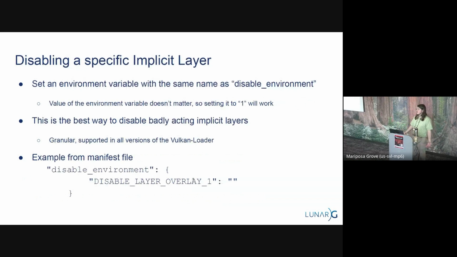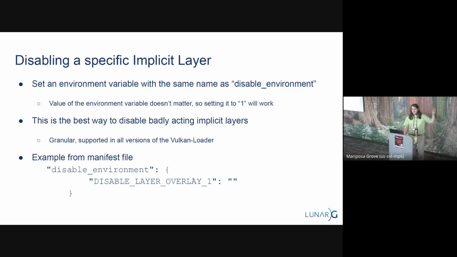So how do we disable an implicit layer? You set the layer disable environment variable. Every manifest for implicit layers has a disable environment key that specifies what environment variable needs to be set for that layer to not be loaded. This is a requirement of all implicit layers. If a layer doesn't have this disable environment, the layer is never loaded. It's invalid and will be rejected by the loader.